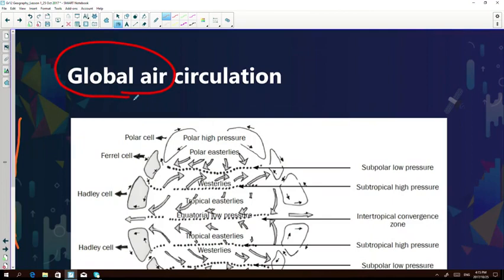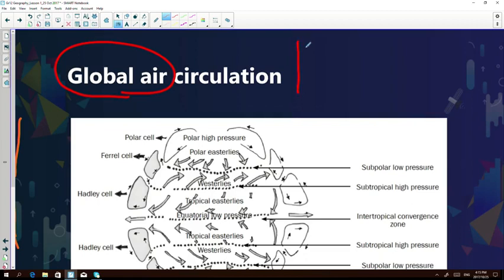Now, our next topic that I want to discuss with you, we did it in grade 11, global air circulation. Global air circulation is very important to understand the movement of air. Before I start this topic, air moves in two ways, horizontally or vertically. When it moves vertically, we look at low pressure systems and high pressure systems. When it moves horizontally, we look at wind. It's known as wind.